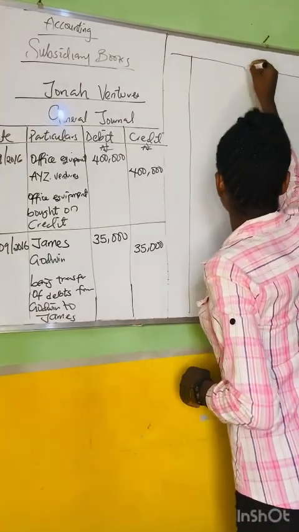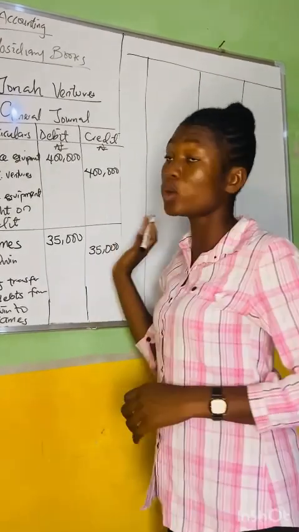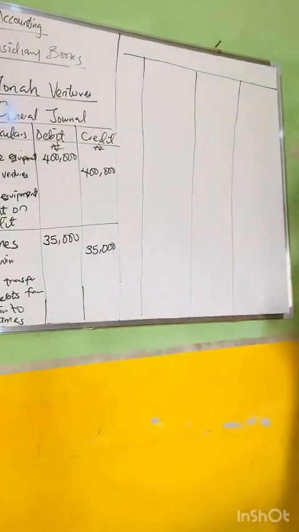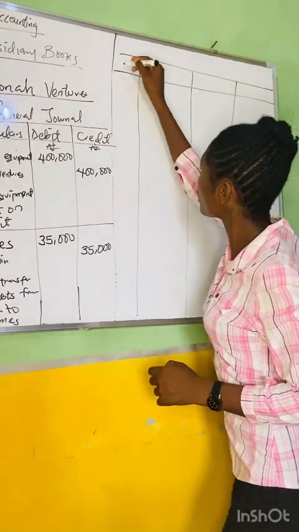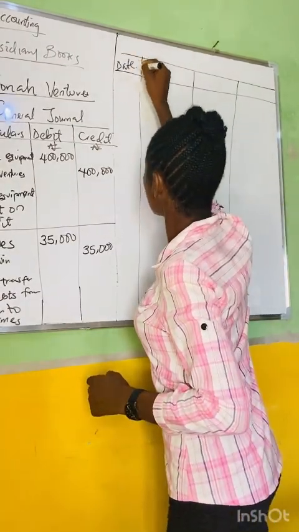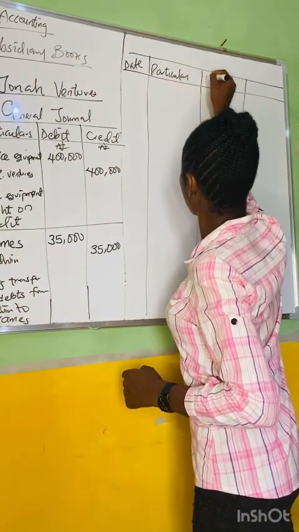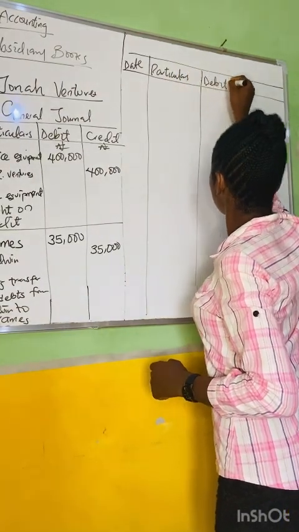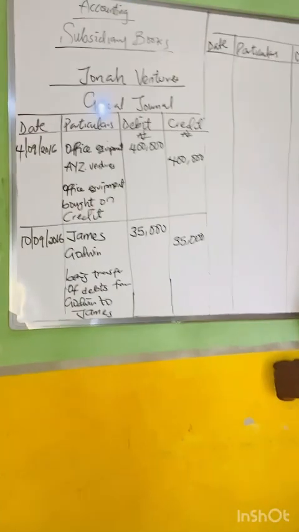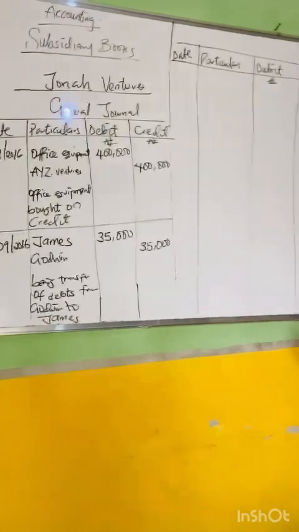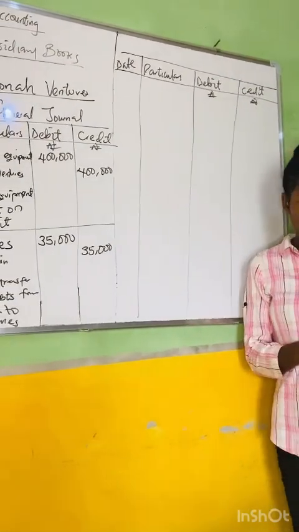All right, our format still remains the same. In this case, you can see that there is no folio, right? Our format still remains the same. We want to see how we can use our journal in opening of entries. So we still have our date, debit and credit.